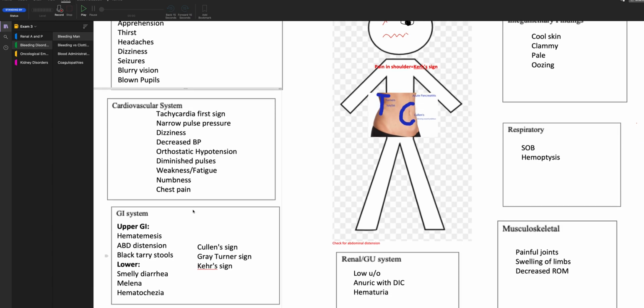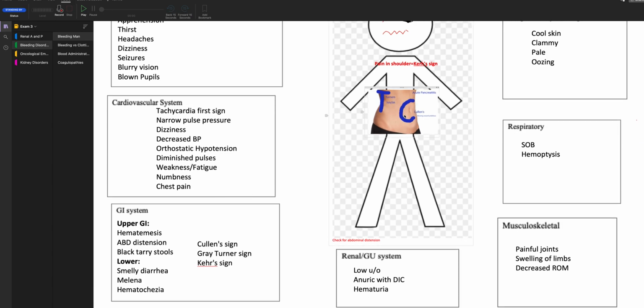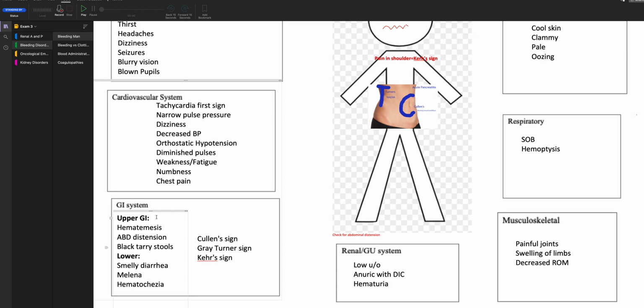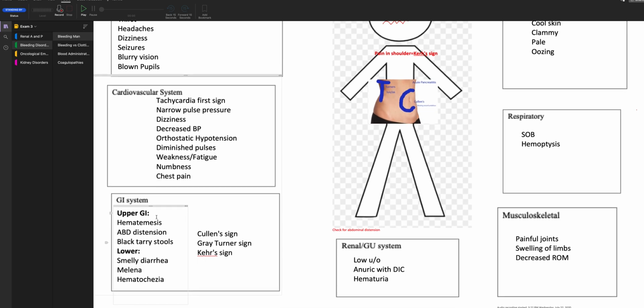And the GI system, so you remember Cullen sign, which is around the umbilicus, and Grey Turner sign on the flanks. These are indications that there may be some intraperitoneal or retroperitoneal bleeding. Remember, Kehr sign is pain in the shoulder. If it's on the right shoulder, it could indicate a liver laceration, and if it's on the left shoulder, it could indicate a ruptured spleen. All right. Upper GI bleeding is indicated with hematemesis, coffee ground emesis, abdominal distension, black tarry stools. And then lower, like if they get hematochezia, bright red blood per rectum, and smelly diarrhea. I mean, the smell of bloody stool is characteristic.